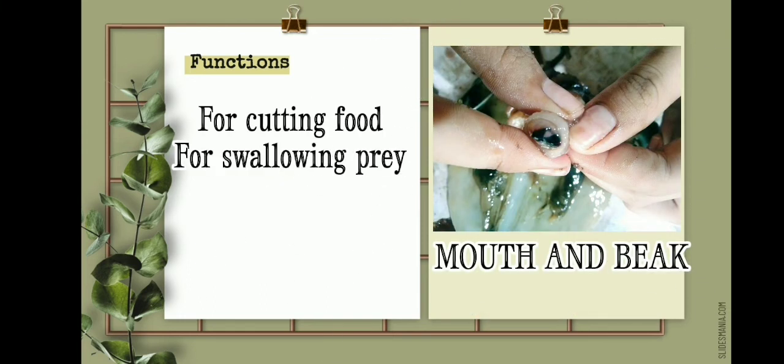Mouth and beak. Squid have a very small mouth, thus, food must be cut into pieces by the chitinous beak with its powerful muscles before intake. This beak is very sharp, which is useful for cutting food or prey.